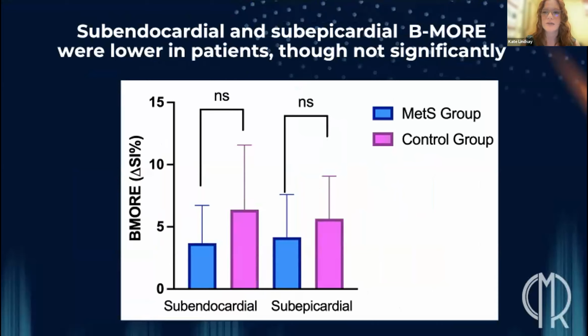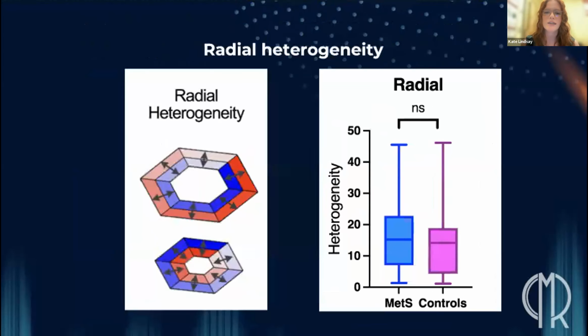So following that, we wanted to take a look at the heterogeneity. So we started with what we call radial heterogeneity. So to assess this, we looked at the sum of absolute differences between the same AHA segment in the endocardium and epicardium. So you can see that in this image here. And in this case, the values were very similar between both the metabolic syndrome and control group. The mean value of the metabolic syndrome was about 17%, while it was about 14% in the controls.